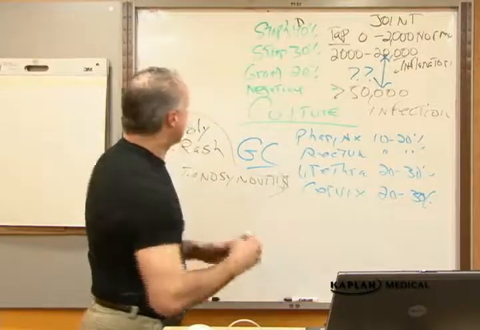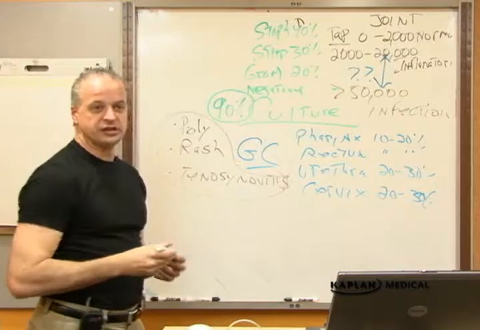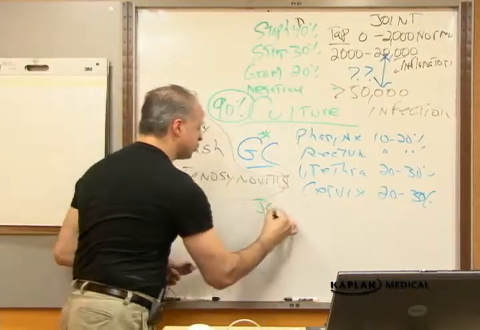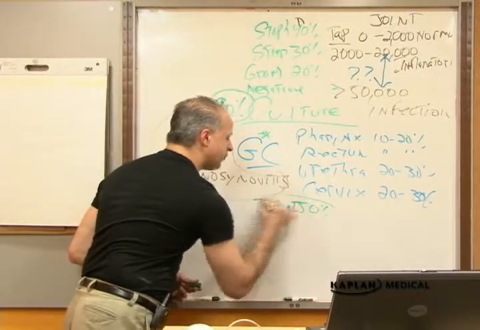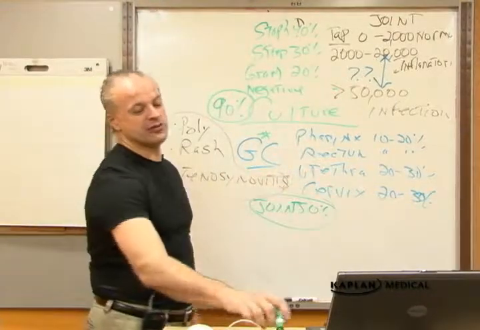The culture has a 90% sensitivity. Very good, you're done. What about gonorrhea? The joint fluid culture, the joint is only going to be positive in 50%. How do I know it's disseminated gonorrhea? You culture up and down and all around.